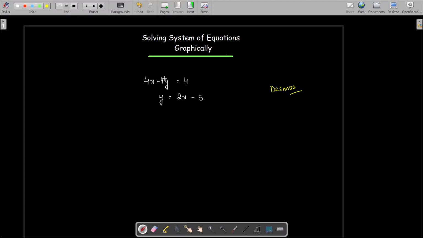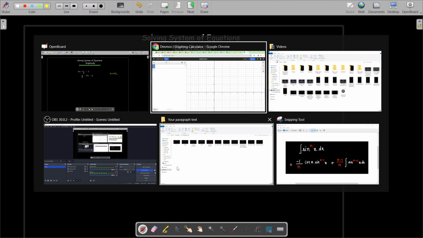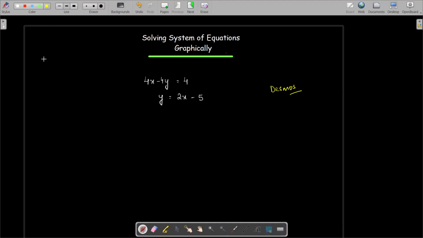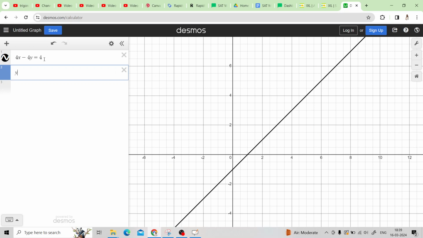But for you, you're not allowed to use Desmos. I would recommend that you plot the graph of these two lines without using a graphing calculator, but a teacher is allowed to do so. So I'm going to go to Desmos straight away and plot these two equations. So we have 4x minus 4y equals 4, and the second equation is y equals 2x minus 5.